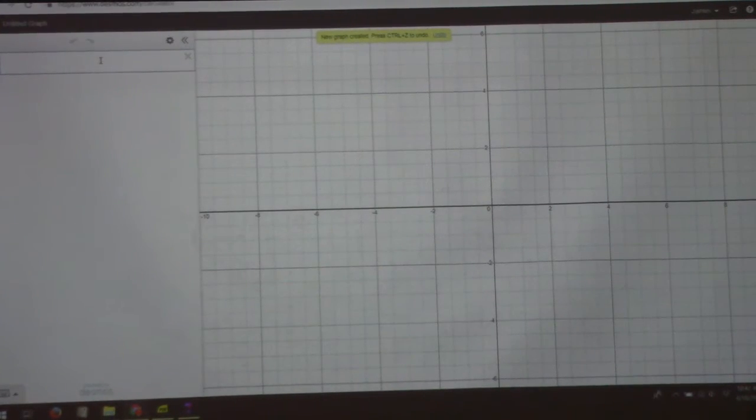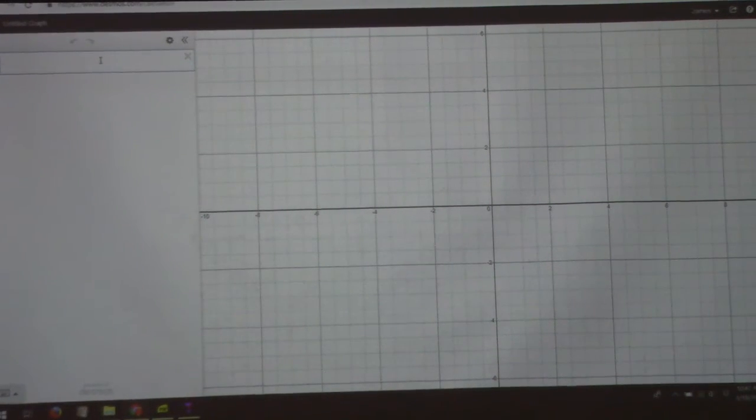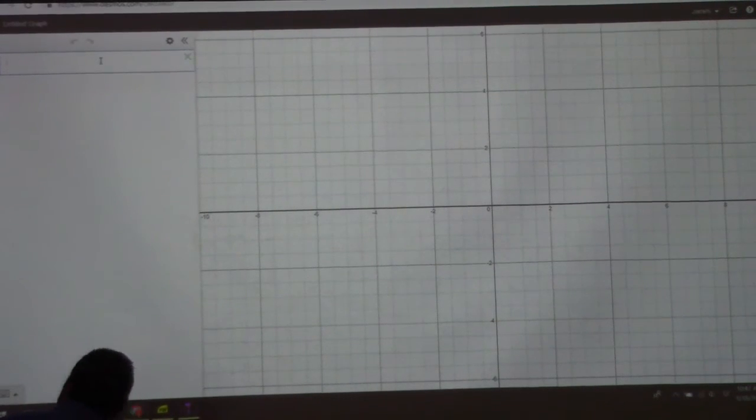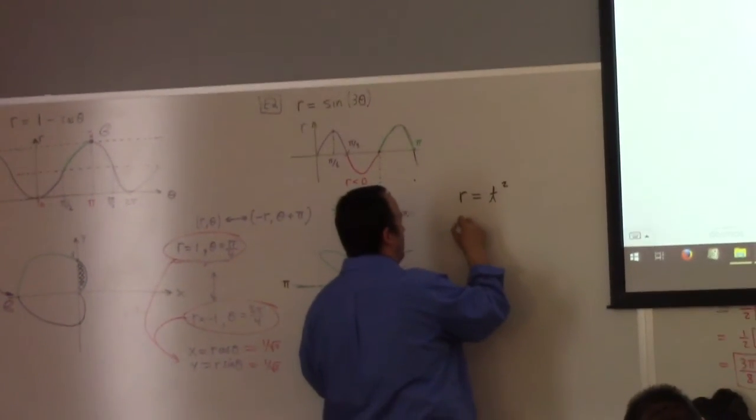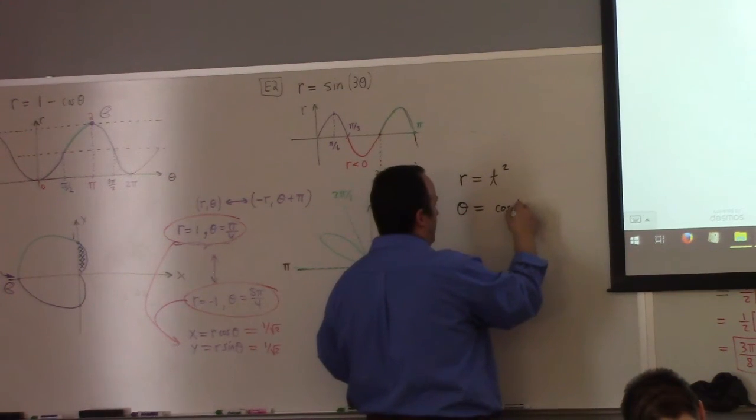What is the one thing I mentioned that we haven't done yet, but we should do, is a parametrized polar curve. What would that be? What's a parametrized polar curve? What if we did something like r equals t squared, theta equals cosine t?